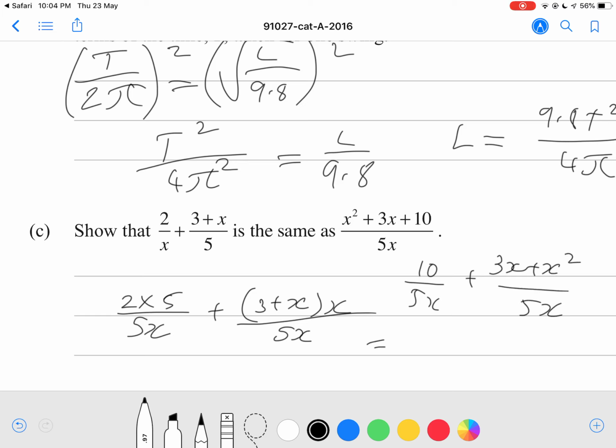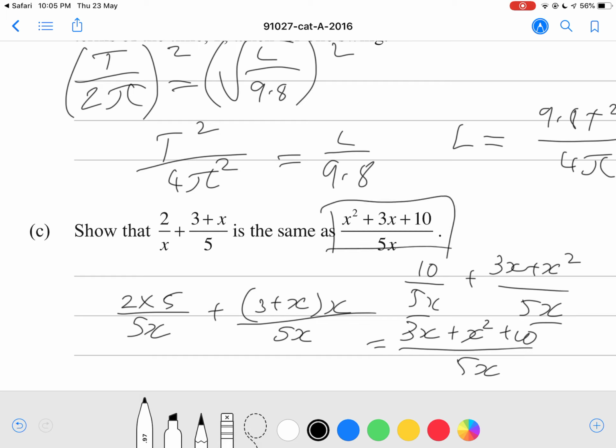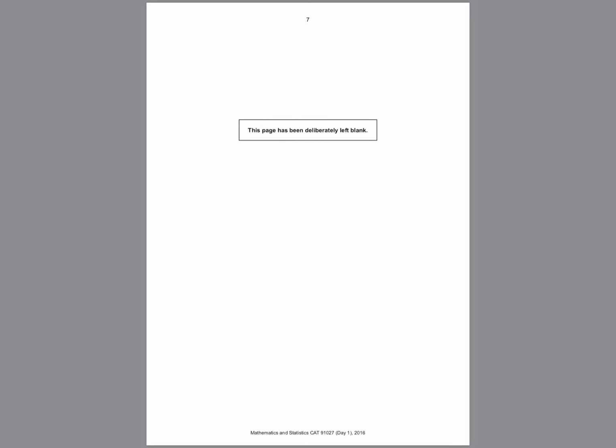And therefore, because the denominators are the same, you can combine these two fractions now. So now I can say that 3x plus x squared plus 10 divided by 5x, and that's the same as this, and therefore this is the same as this. So therefore this is only going to get you an achieved grade. This is an achieved question. Alright, next question.